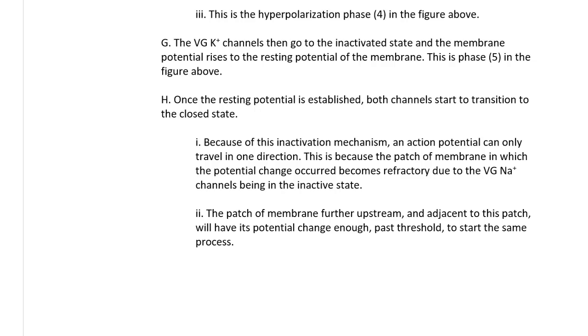Because of this inactivation mechanism, an action potential can only travel in one direction. This is because the patch of membrane in which the potential change occurred becomes refractory due to the voltage-gated sodium channels being in an inactivated state. The patch of membrane further upstream and adjacent to this patch will have its potential change enough past threshold to start the same process. So this part right here, this is why an action potential only goes in one direction.